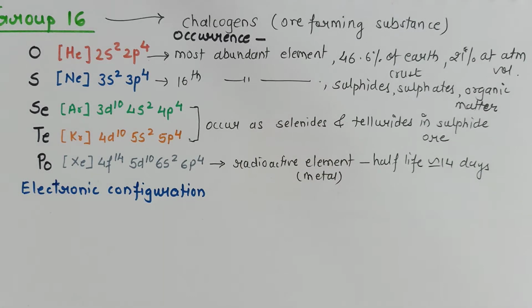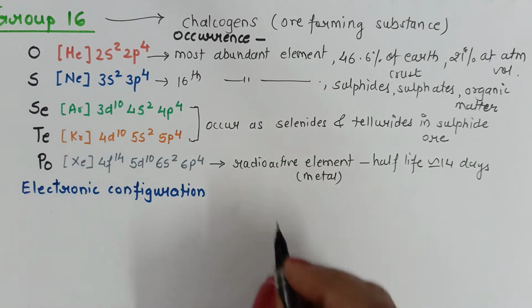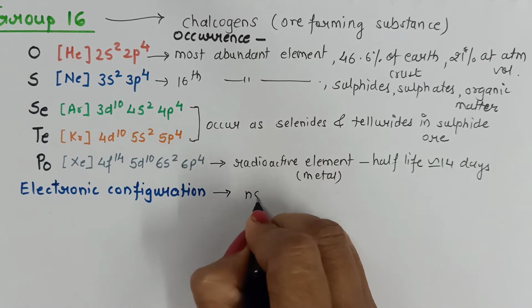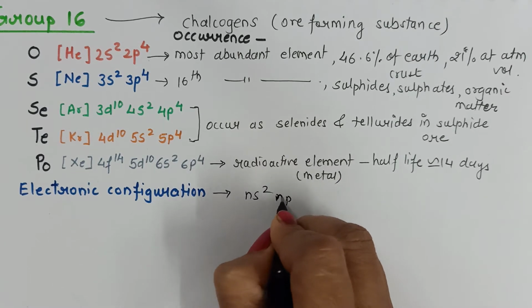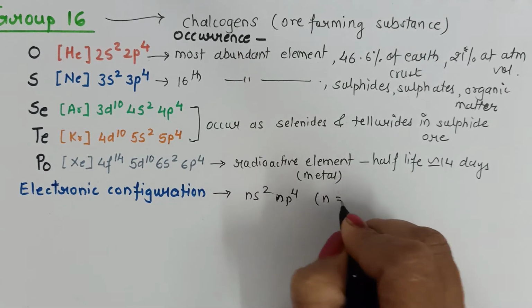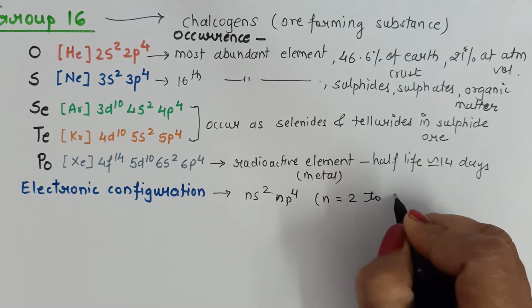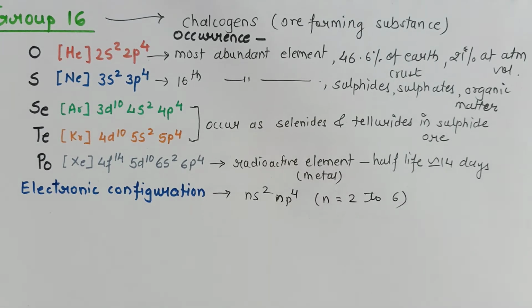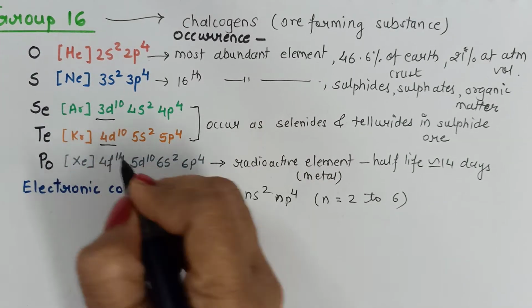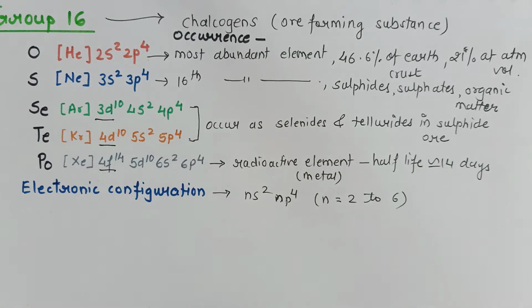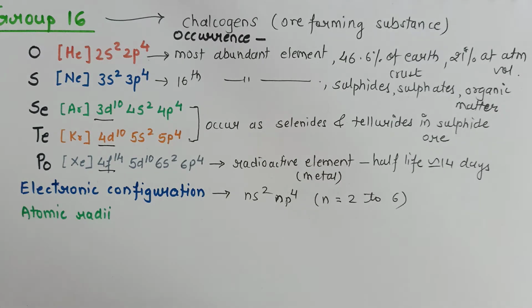Let us discuss the general electronic configuration of group 16. As we can note here, the general electronic configuration is ns2np4, where n is the period number. It is either 2 or it can extend up till 6. The chemistry of elements like selenium, tellurium and polonium is a little bit typical because of the presence of d orbital as well as f orbital in their configuration.